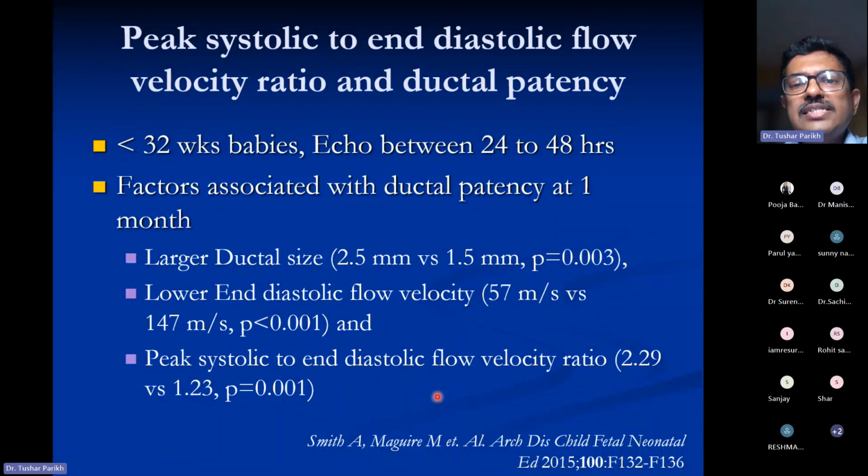In effect, what it means is that it is a pulsatile pattern, and peak systolic to end diastolic flow velocity ratio of 2.2 versus 1.2. So essentially, this particular study means that if the duct is larger, it is unlikely to close. If it is a pulsatile pattern, it is unlikely to close, and both basically mean that it is a pulsatile pattern which is unlikely to close. So therefore, we recommend treating babies with a larger duct and with a pulsatile or a growing pattern to treat the PDA.